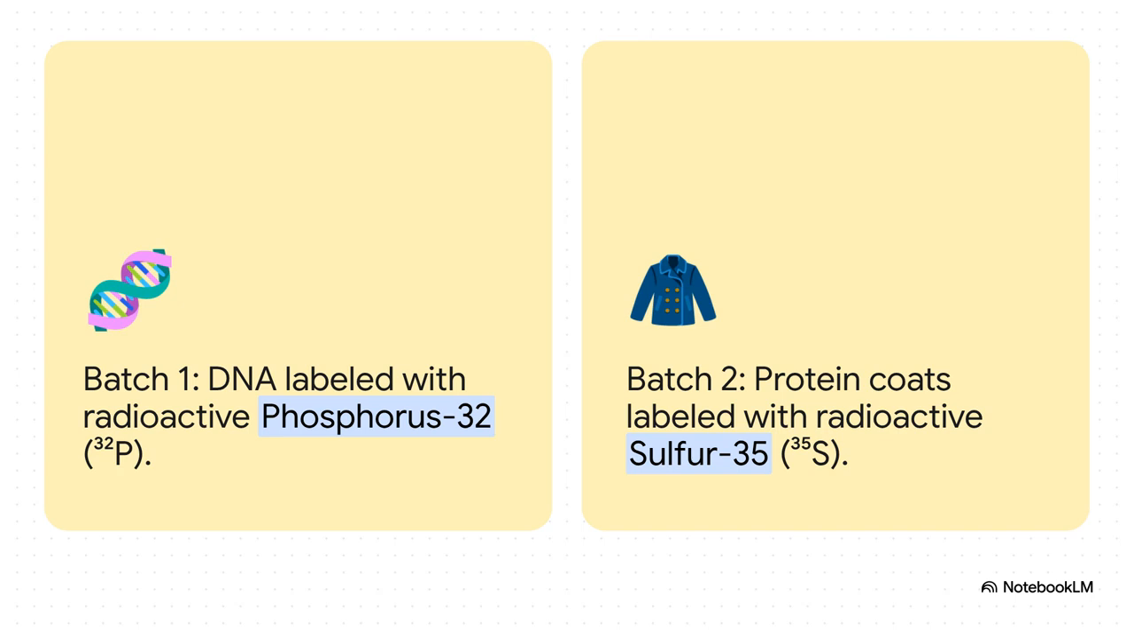They used radioactive labels. See, they knew that DNA contains phosphorus but not sulfur. So they tagged the viral DNA with radioactive phosphorus. They also knew the virus's protein coat has sulfur but not phosphorus, so they tagged the protein with radioactive sulfur. This let them track each component completely separately.